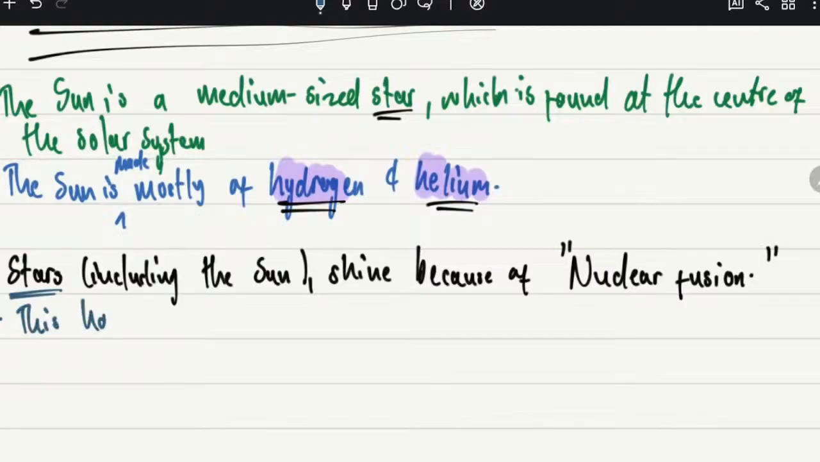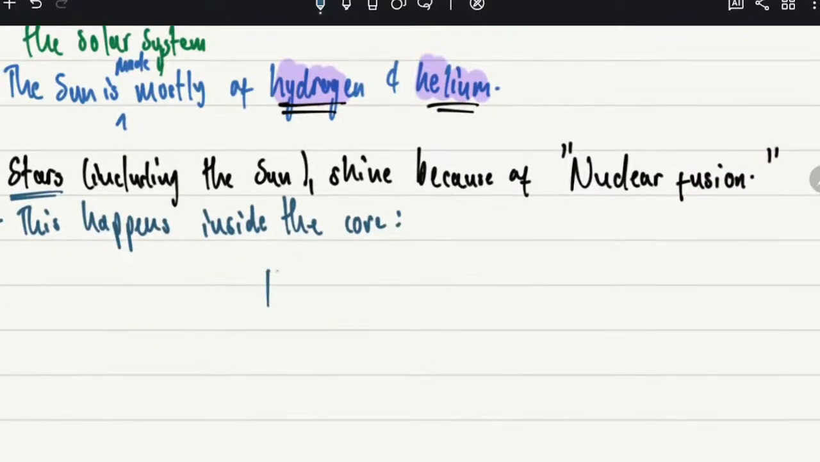This happens inside the core of stars. What is that? You'll be having hydrogen going to form helium.